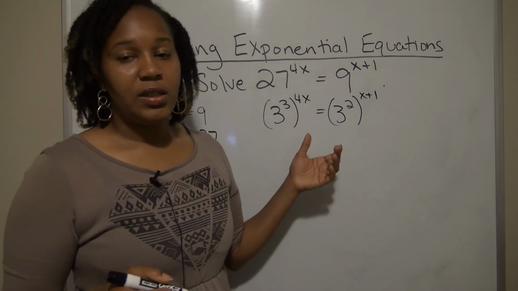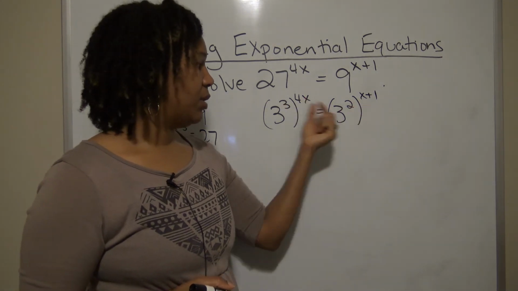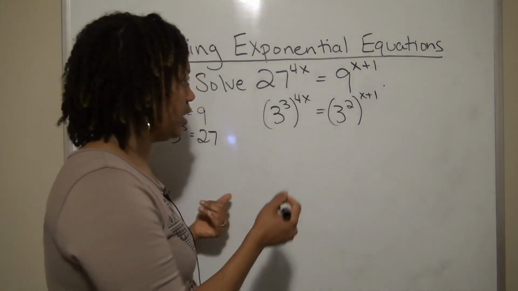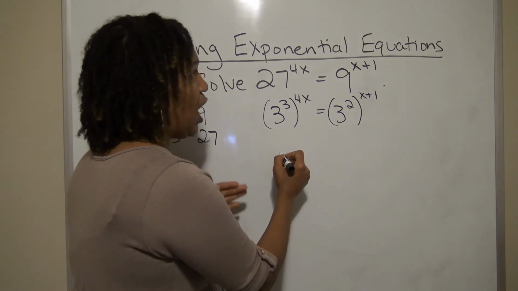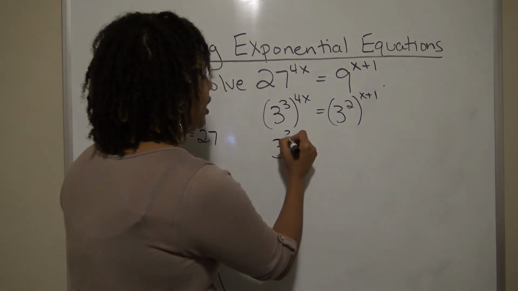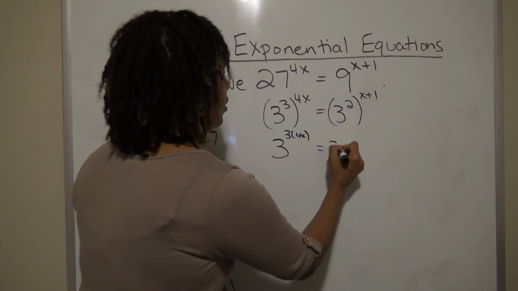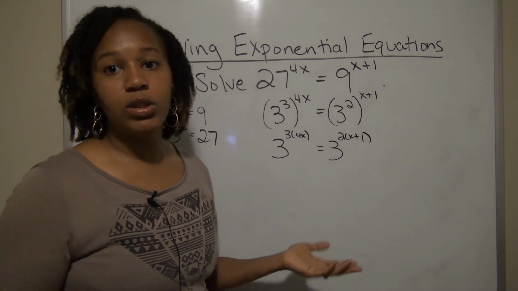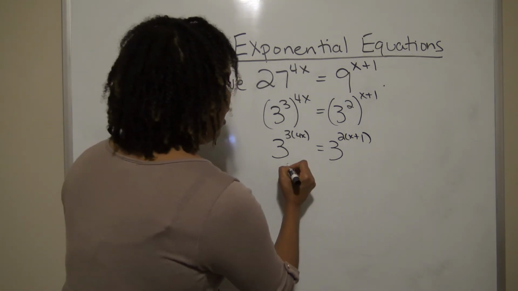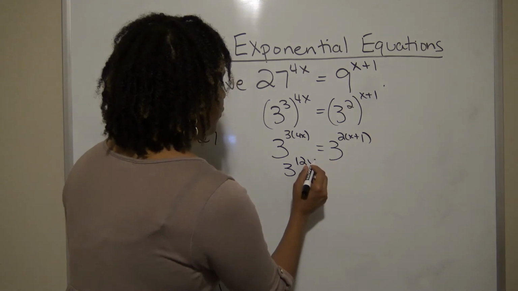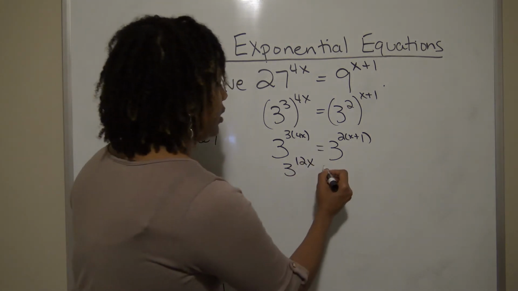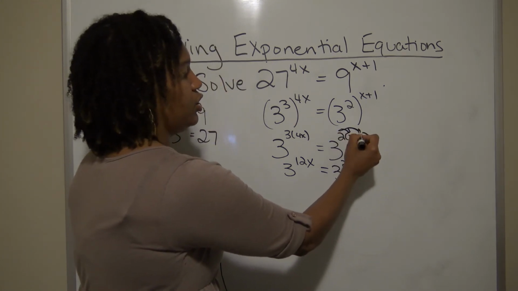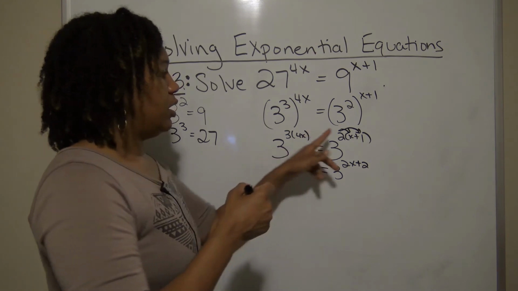Before I can set the exponents equal to each other, I need to combine these two exponents, because I have an exponent raised to another exponent. So if you use your properties of exponents, you will multiply those exponents. That's the power rule. So this will become 3 to the 3 times 4x, and this will become 3 to the 2 times x plus 1. You can multiply now, or you can set them equal to each other. It doesn't matter what order you go in. I'm just going to rewrite this as 3 to the 12x, because 3 times 4x is 12x, and 3 to the 2x plus 2. How did I get 2x plus 2? I distributed the 2.